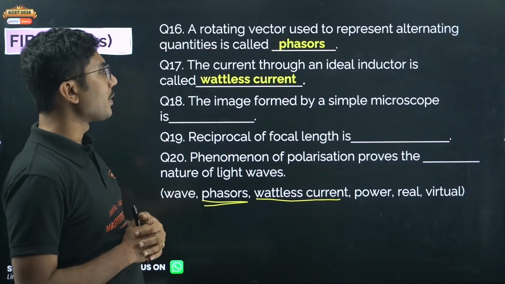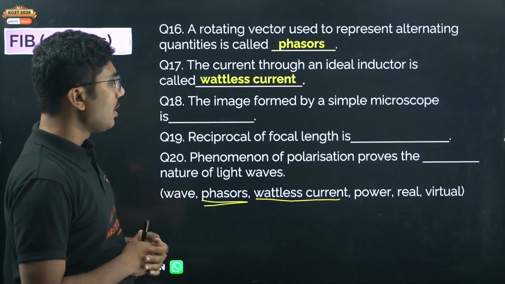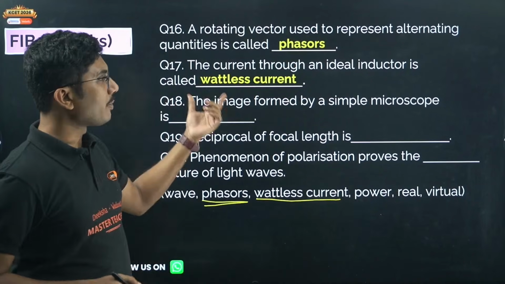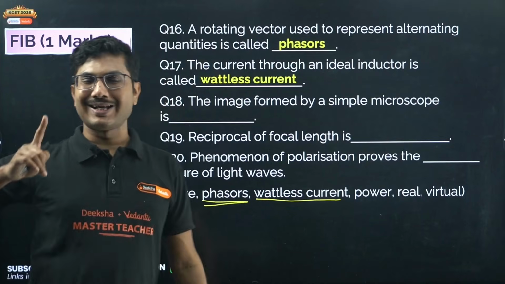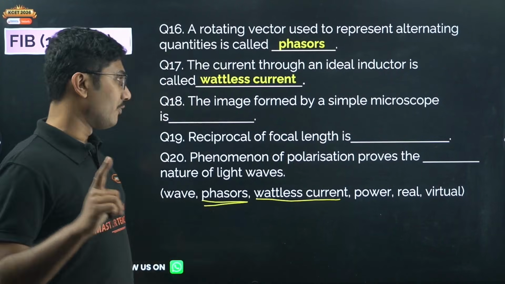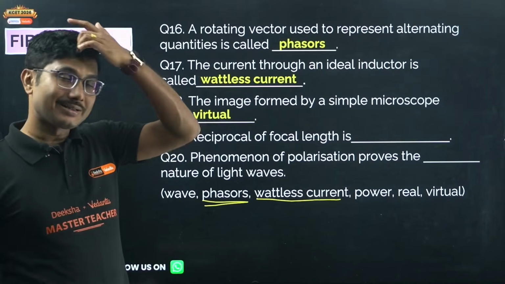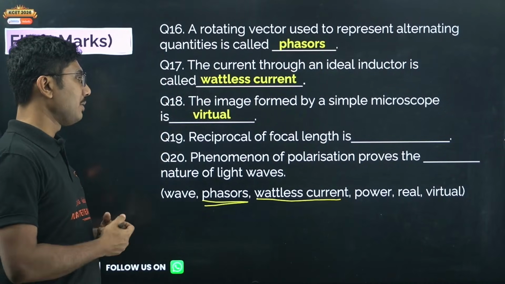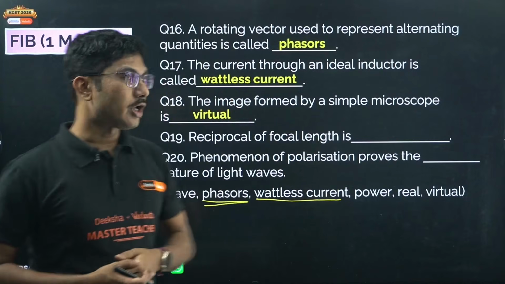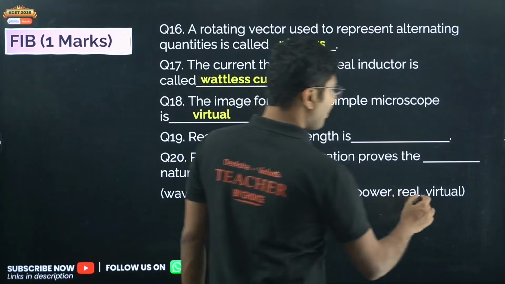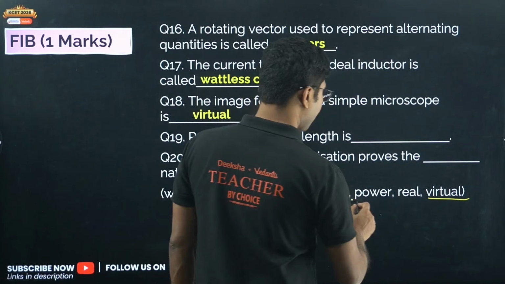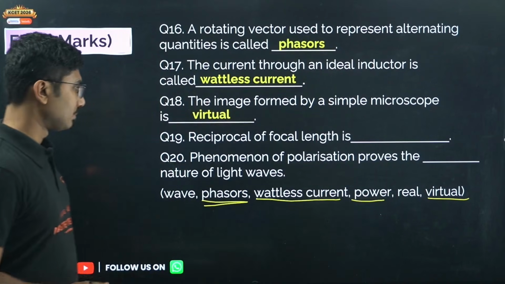The image formed by a simple microscope, so either it will be real or it will be virtual. A simple microscope means only one lens, and a simple microscope only forms a virtual, erect and enlarged image. That's why it is a virtual image. Reciprocal of focal length is called power of that lens.